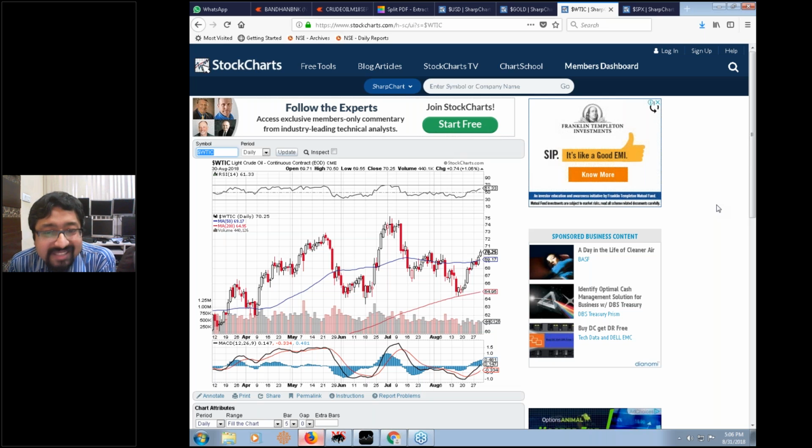So the last closing was at 70.25, that is light sweet crude oil. Brent would be higher. At this region, there is a little bit of resistance at around 70.5 to 71 dollars per barrel. But once this resistance is taken out, what is possible to the downside? In the 68 region, there is strong support.